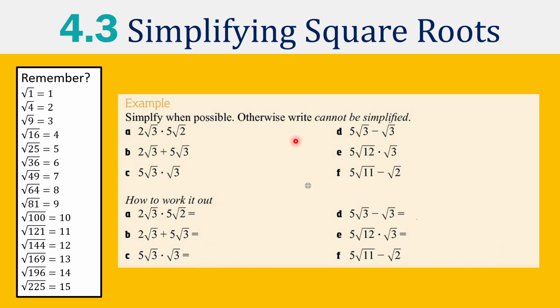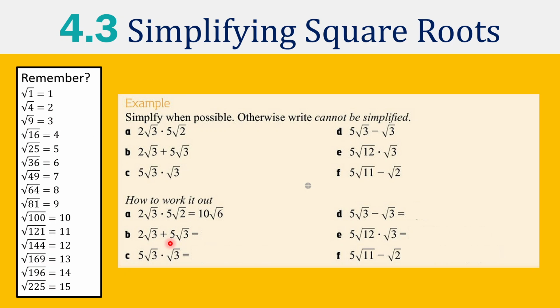Okay? And now we're going to practice. Simplify when possible, otherwise write cannot be simplified. And remember, multiplications can always be simplified. So here this I can simplify. How do I do that? Do the numbers in front of the square roots times each other and the numbers inside the square root times each other. 2 times 5 is 10. Root 3 times root 2 is root 6. Done. That's it. Because I cannot calculate root 6 mentally. Not in this list.